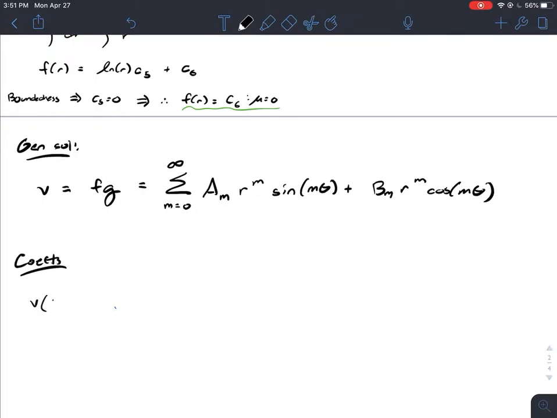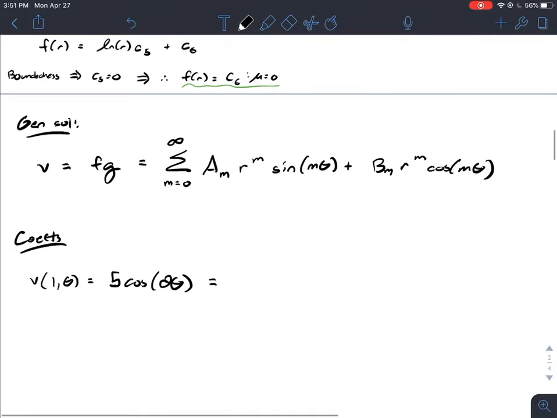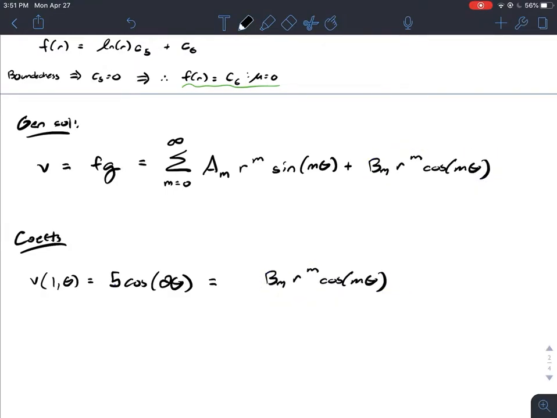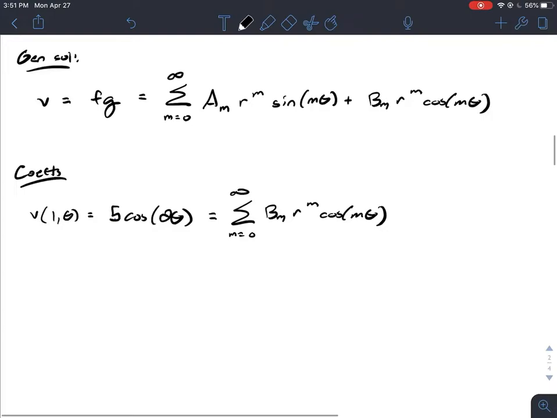So v of 1, theta, let me just check the boundary condition real quick, is equal to 5 cosine 2 theta. So that means that all the sine-dependent terms on the right-hand side of the equation have to go to 0, because there's no dependency on that in the boundary condition, but we care about the cosine terms. And noticing the idea of coefficient matching, r to the m is 1 here, so it's basically just 1. In coefficient matching, we notice that m has to be equal to 2. So therefore, b sub 2 is going to be equal to 5 for the case where m is equal to 2.